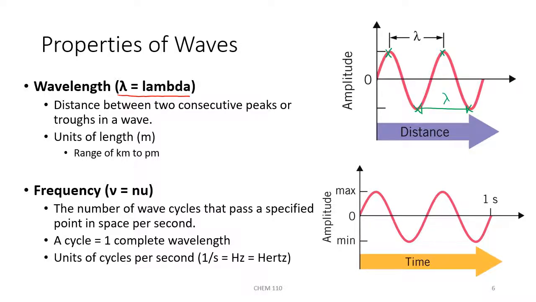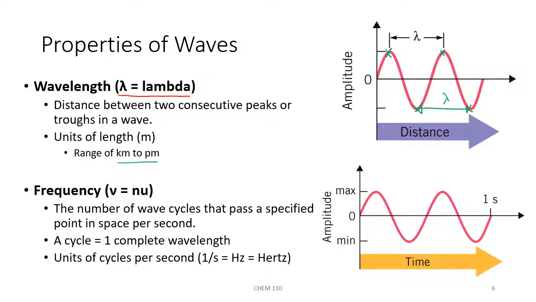Wavelengths are a length, so they have units of meters. But depending upon which portion of the electromagnetic spectrum we're in, the range could be from kilometers all the way down to picometers. There's a large range of wavelengths within the full electromagnetic spectrum.